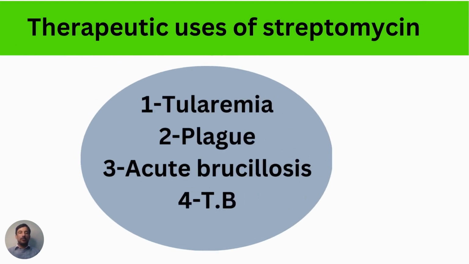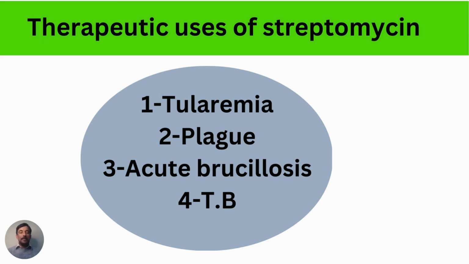Now coming towards the therapeutic uses of streptomycin. This drug is used in tularemia. Tularemia is an infection which is also called rabbit fever, and this is caused by a bacteria which is called Francisella tularensis. Okay, and this drug is also effective in plague, which is caused by a bacteria called Yersinia pestis.